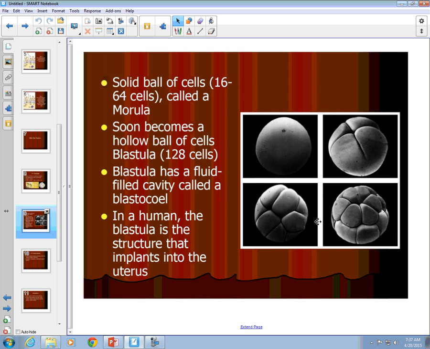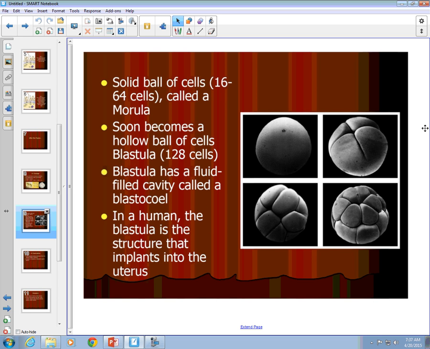We have some scanning electron microscope pictures of what the embryo would look like. The solid ball of cells, which is this last picture here, would be anywhere from 16 to 64 cells. It's called a morula. That solid ball will, in the next couple of days, develop into a hollow ball. So all those cells will kind of move to the outer perimeter of that, and we call that a blastula. The blastula is empty on the inside, and it's filled with fluid, and that cavity is called a blastocoel. In a human, the blastula is a structure that is going to implant into the uterus.